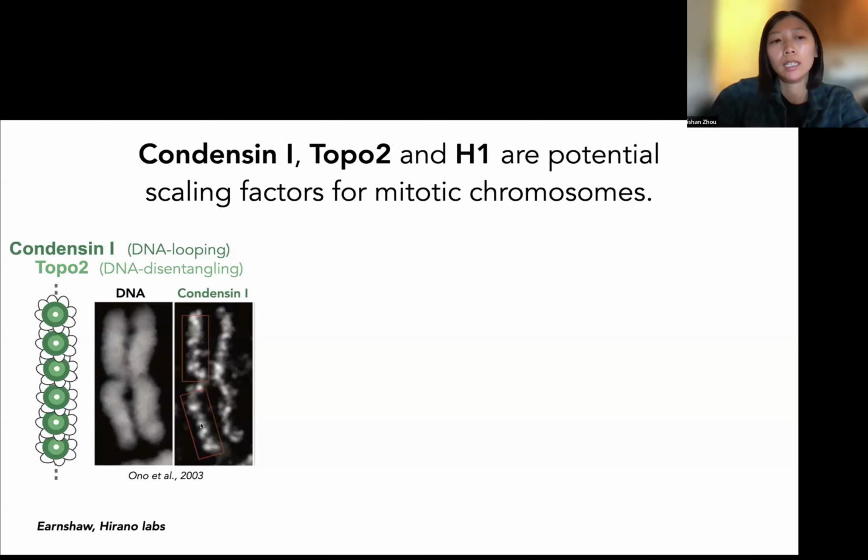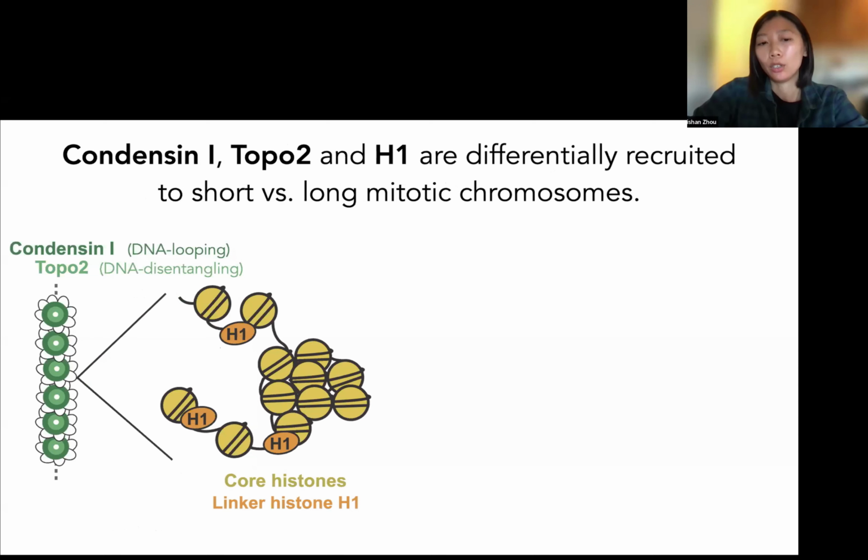And essentially the idea is that condensin 1 in particular can form these DNA loops that kind of emanate outward from the chromosome. And the idea is that the morphology of these loops should then contribute to the morphology of the whole chromosome. And then the third factor we became really interested in was linker histone H1, which sits dynamically at this entry-exit site of the nucleosome, because our lab had shown many years ago that if you deplete H1 from egg extracts, you actually get longer mitotic chromosomes.